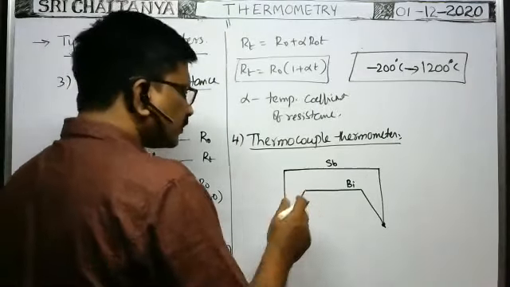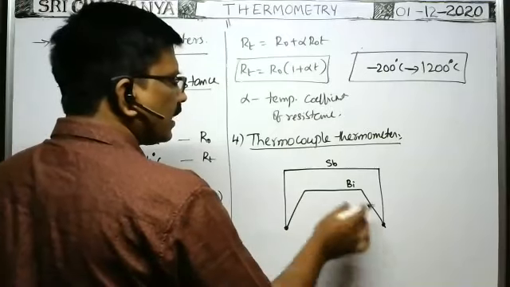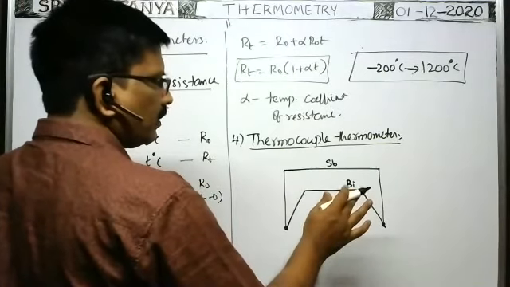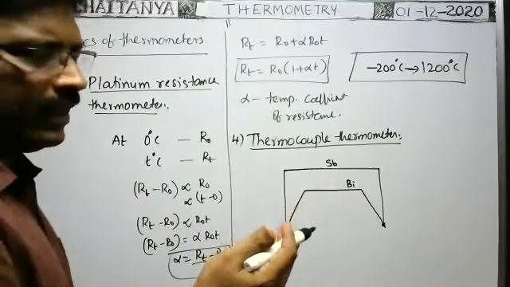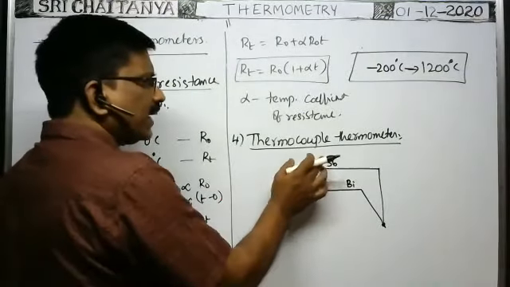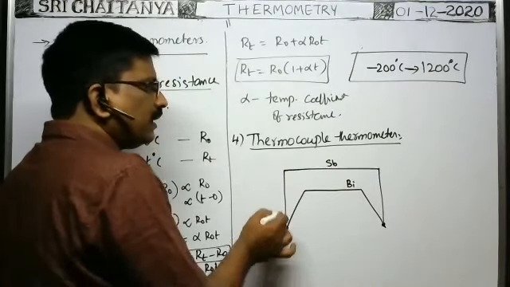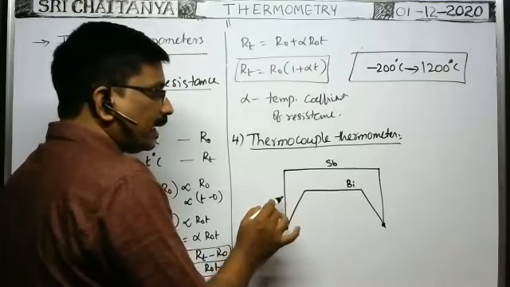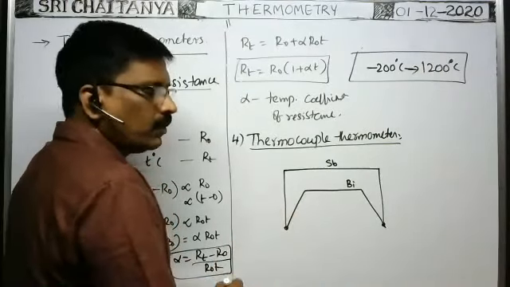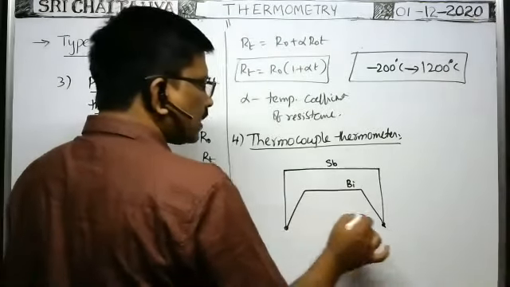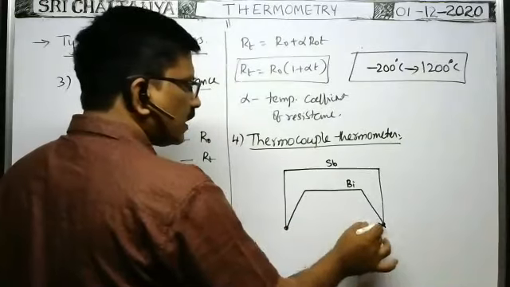Whenever the temperature difference between the two junctions of the thermocouple is not there, then no electric current passes through them. Here, there is no battery. But in the case of antimony and bismuth, at the junction, in this antimony wire, the free electron density is different. In this bismuth, free electron density is different.